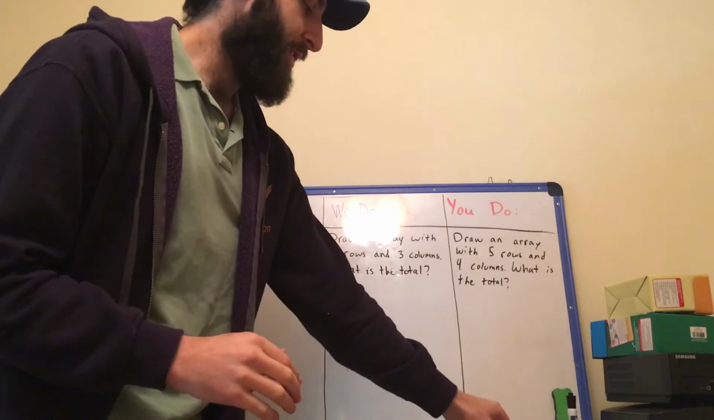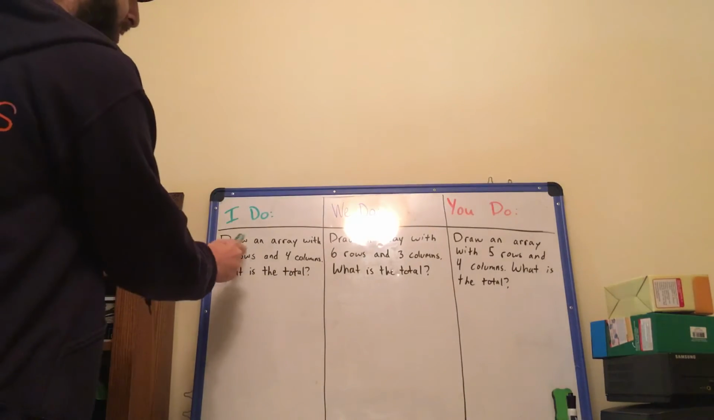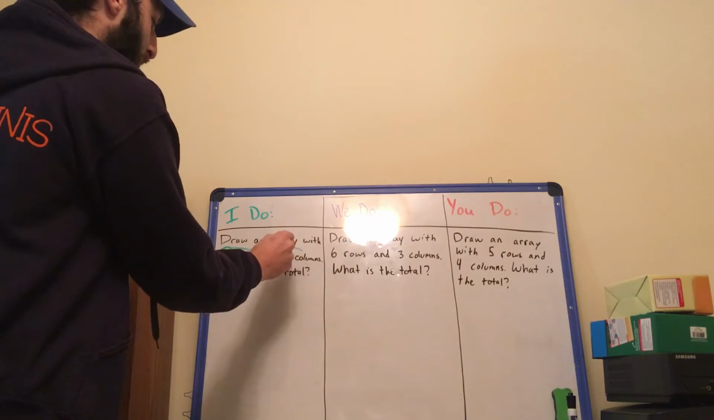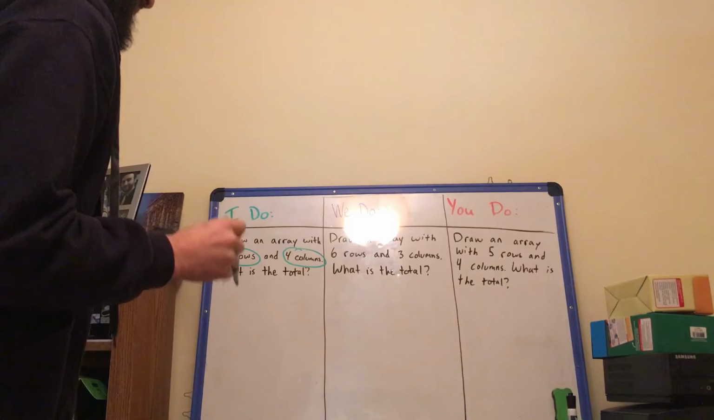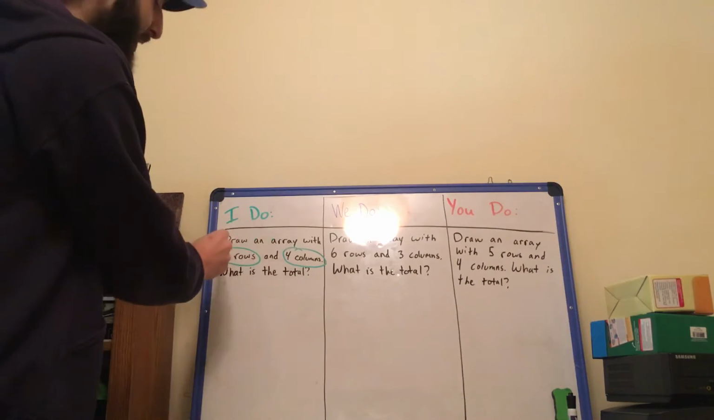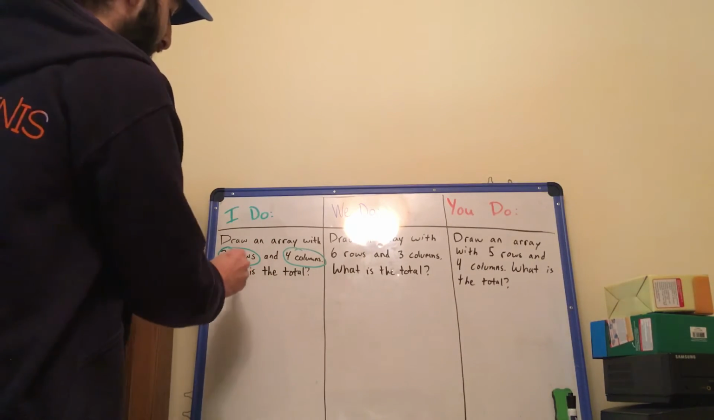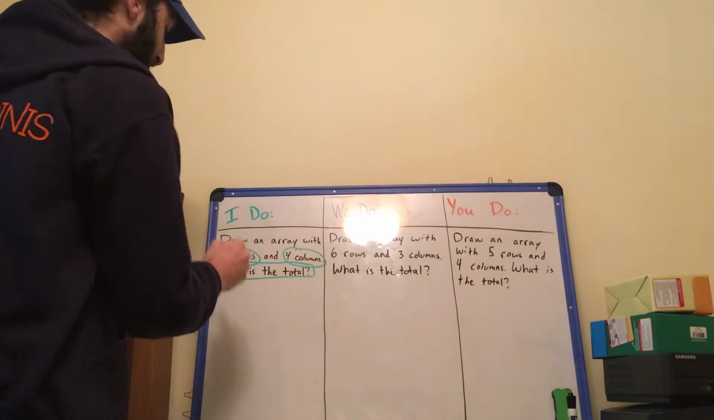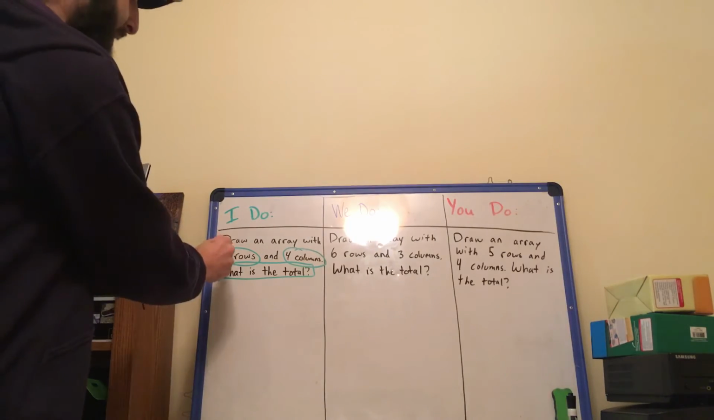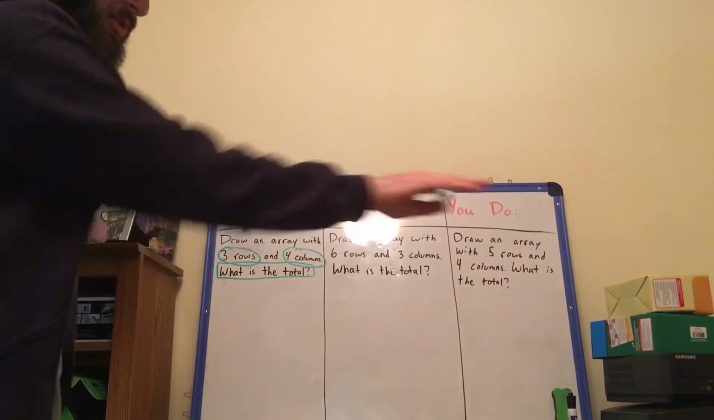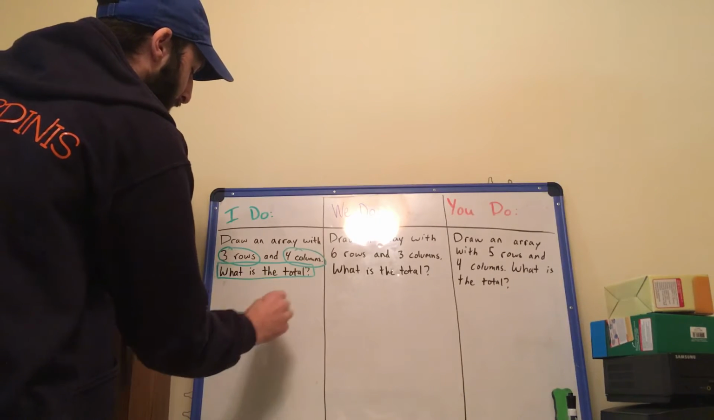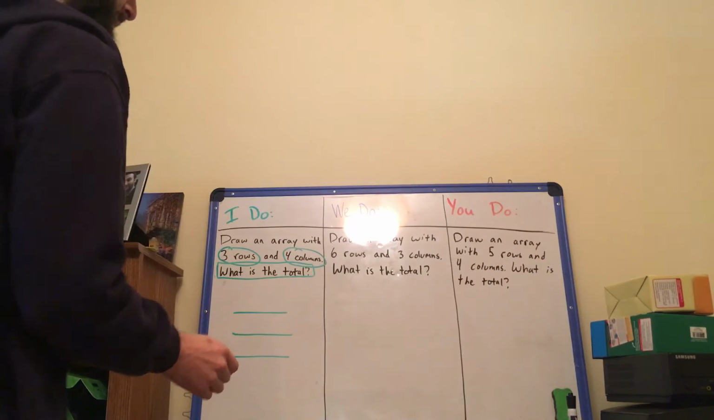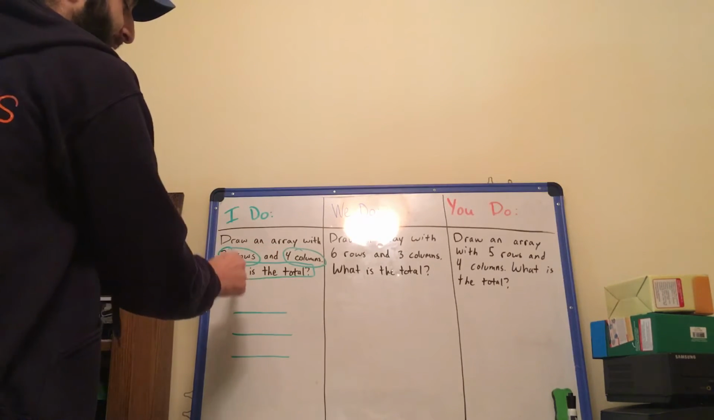So if we look at the first question, it says, draw an array with 3 rows and 4 columns. I'm going to circle both numbers and the vocabulary that goes along with it so I know how to draw my array. And then it says, what is the total? And I'm going to box that because I always want to box the question. So first, whenever I see 3 rows, remember rows go across, I'm automatically going to go 1, 2, 3. And then I know that there are 4 in each row.